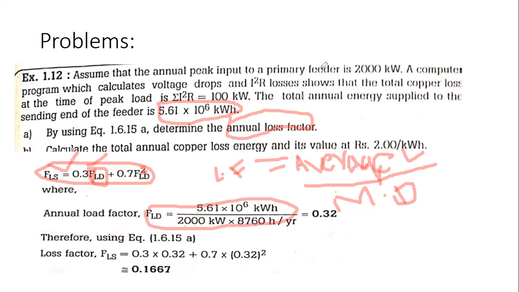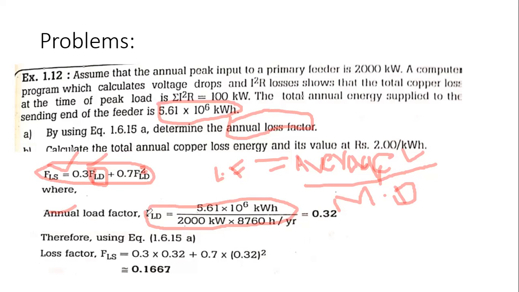Okay, the peak input to the primary. Peak means the highest demand or the highest load. What is the highest demand? That is 2000 kilowatts into hours. This will be calculated annually, which is why per year we are having 8760 hours.